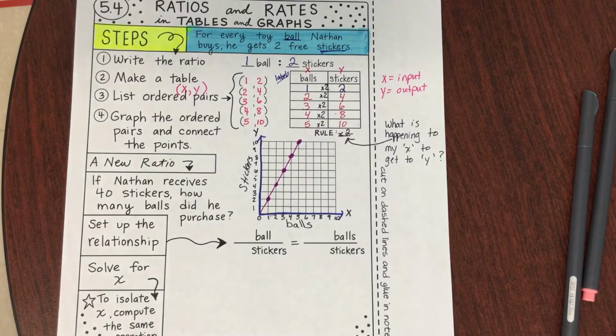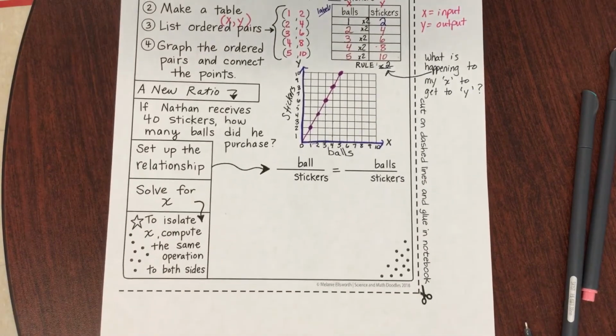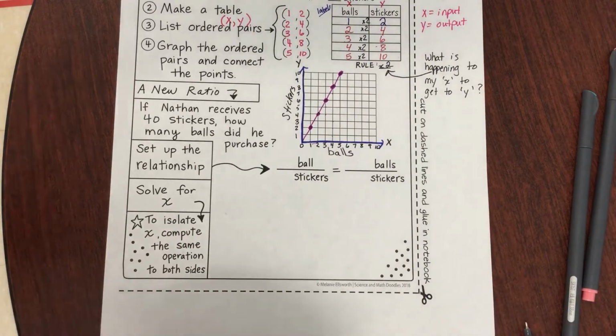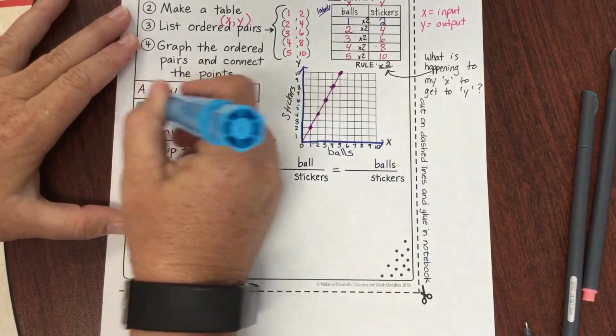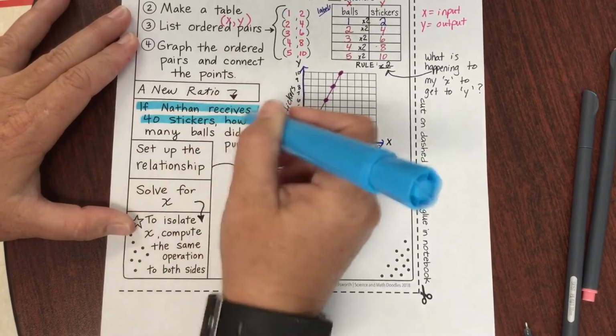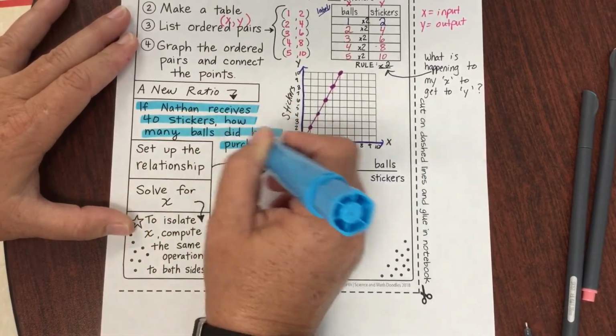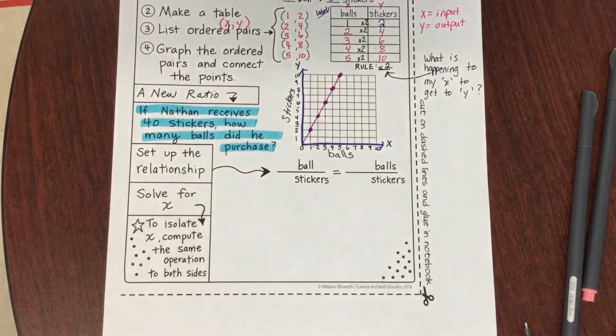Alright. So, it's pretty easy doing the table, right? And the graph. I like connecting the dots. I like the ones where we make pictures. Alright, let's look at a new scenario here. So, new ratio. If Nathan receives 40 stickers, how many balls did he purchase?